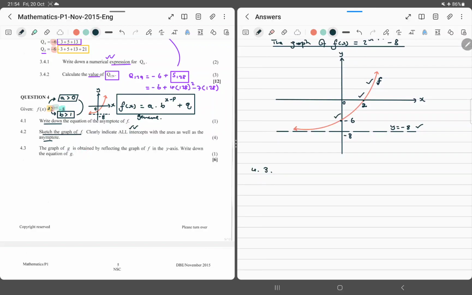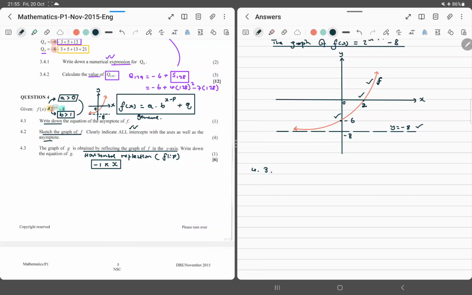4.3 says the graph of g is obtained by reflecting the graph of f in the y-axis. This is what we call a horizontal reflection. And what is a reflection, guys? It's a flip. It's just a somersault. Now this horizontal somersault means we multiply the x values by -1. That's all we do, because with a somersault in a horizontal plane, only x values change. The y values remain the same.